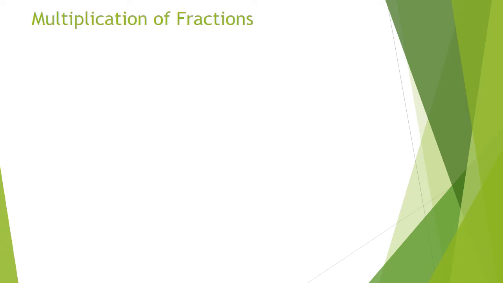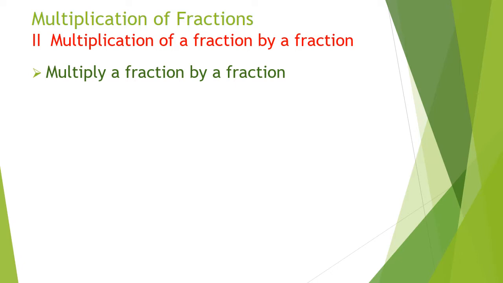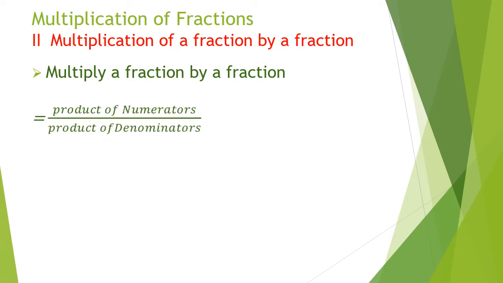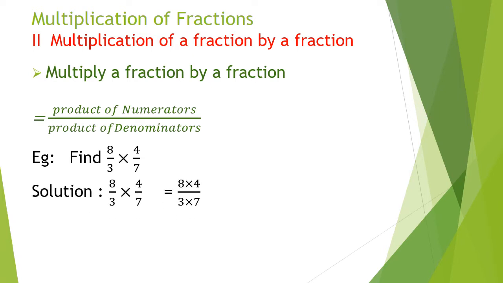Our next topic is multiplication of a fraction by a fraction. Multiplication of a fraction by a fraction means product of numerators upon product of denominators. We can explain it with an example. Find 8 upon 3 multiplied by 4 upon 7. The rule is multiply the numerators upon multiply the denominators.